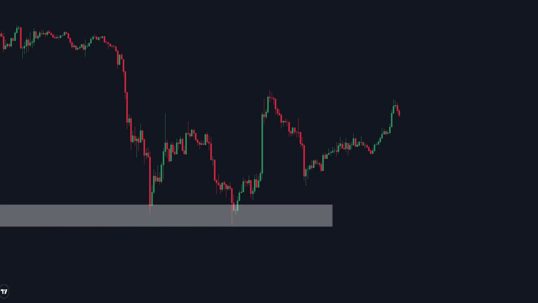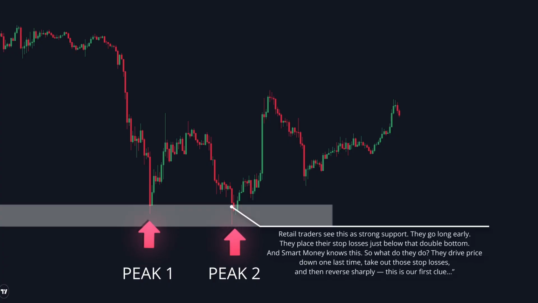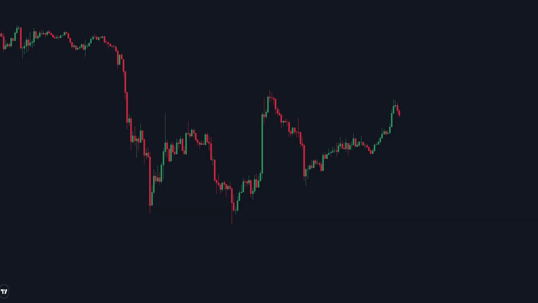So here is the double bottom. Peak 1. Peak 2. Retail traders see this as a strong support level, they go long early. They place their stop losses just below that double bottom. And smart money knows this. So what do they do? They drive price down one last time, take out those stop losses, and then reverse sharply. This is our first clue. Liquidity sweep explanation. After that, draw a trend line to identify your double bottom and liquidity sweep.